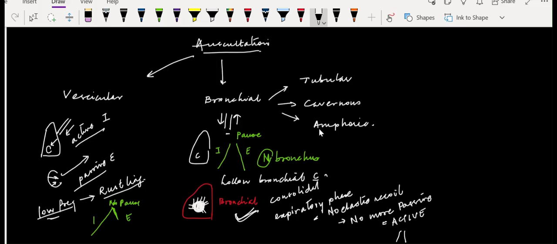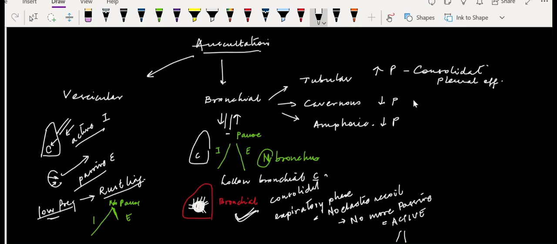And then what are these three types of bronchial sounds? The only thing you can remember is this is going to be high pitch and these two are slightly lower pitch. Tubular ones are found in consolidation. That is the basic bronchial sound, consolidation, okay, or any pleural effusion. So above the pleural effusion level, the lung which is present above the pleural effusion gives tubular sounds.